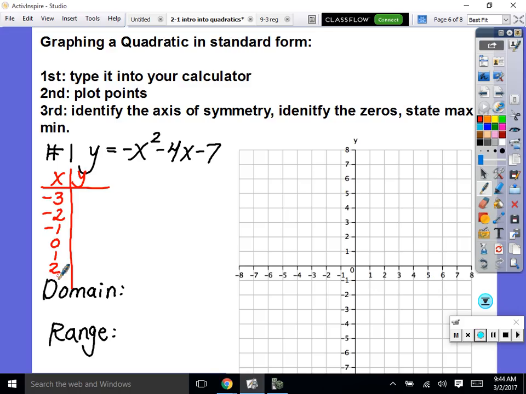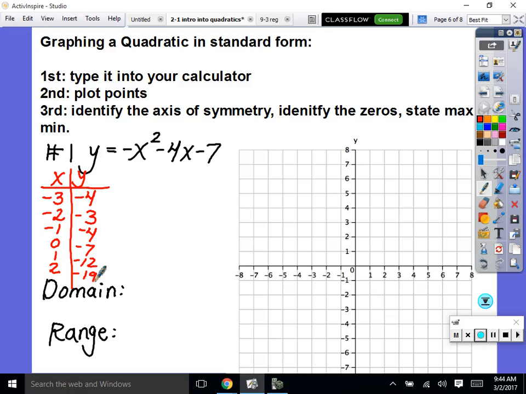So what's -3 at? Look at your parabola. -4, what's -2 at? -3, what's -1 at? Very good. What's 0? -7? 1? -12? 2? -19. So that's some pretty good points.